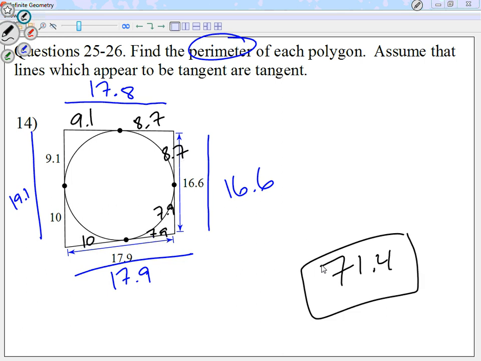Add the long sides, yes. You will need the little sides to find out how big the long sides are. Any questions on these?